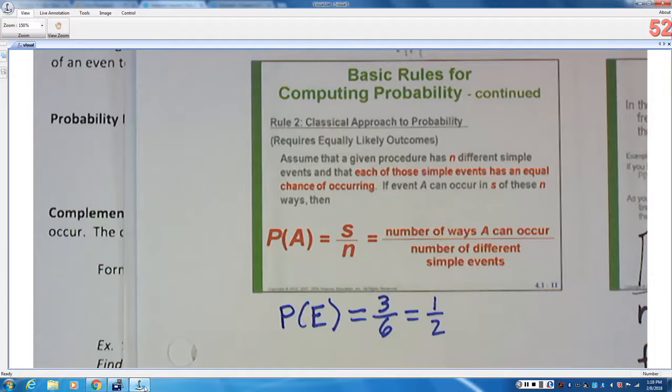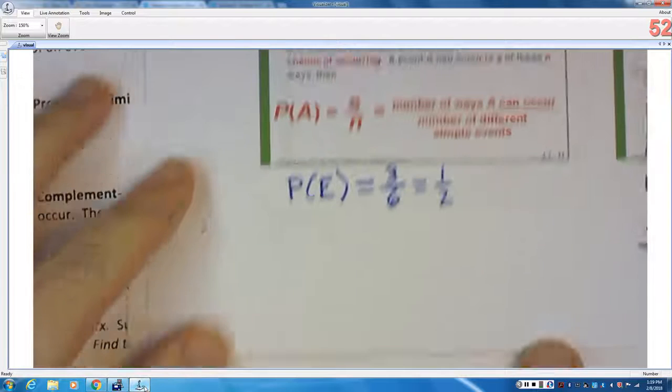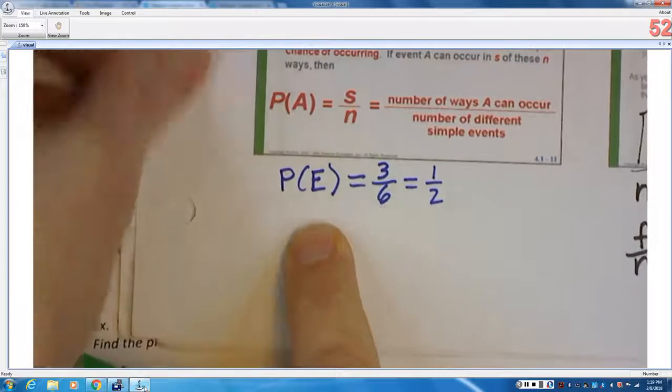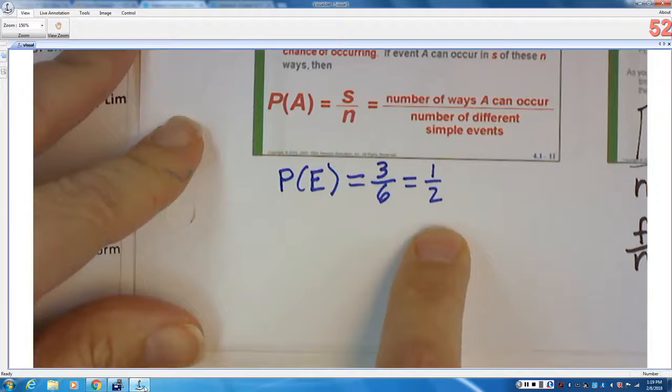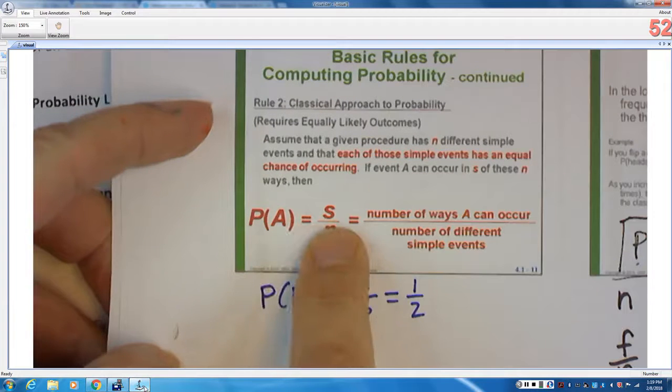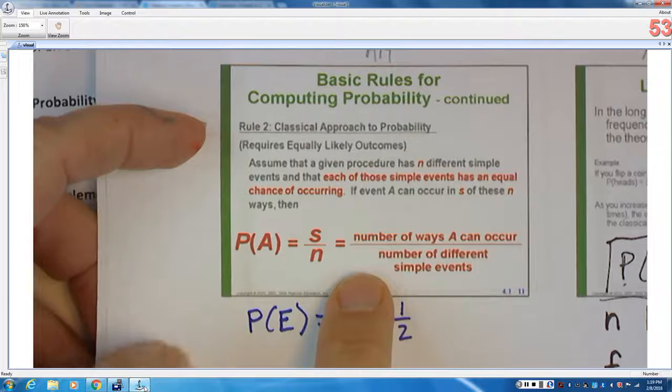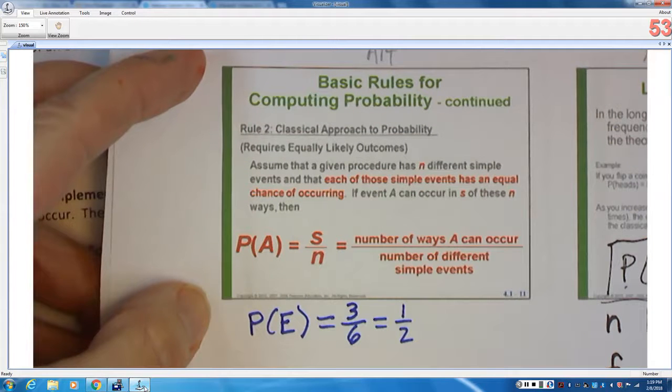Okay, so this is the classical or true approach to probability. It requires equally likely outcomes. So if you're going to roll a 6-sided die once, the probability of getting an even number, there are 3 even numbers, 2, 4, or 6, out of 6 possibilities, so it's 3/6 or 1/2. This is the true probability, but sometimes we don't know what n is.